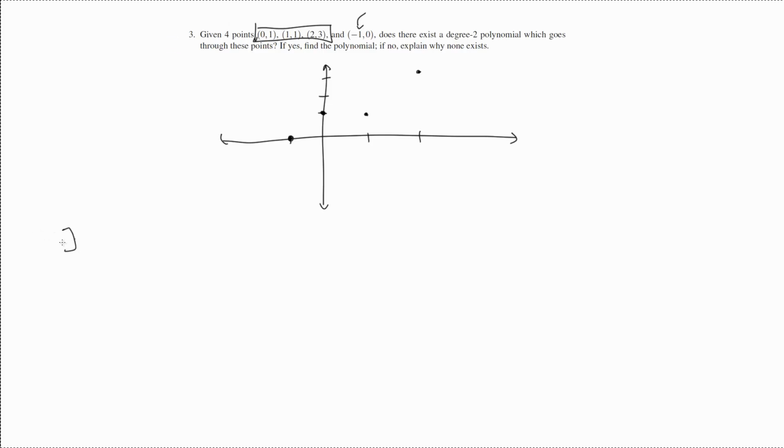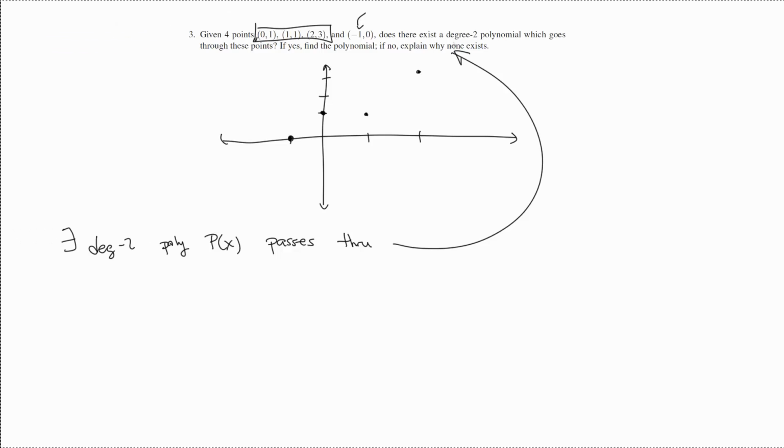Suppose for the purposes of contradiction that there exists a degree 2 polynomial, call it p of x, that passes through the above 4 points. Now in particular, p of x must pass through the first 3 points. And in part 1.1, we showed that p of x equals x squared minus x plus 1 works. Now we also know that the Lagrange interpolating polynomial is unique. So this is our only candidate polynomial for passing through the first 3 points.